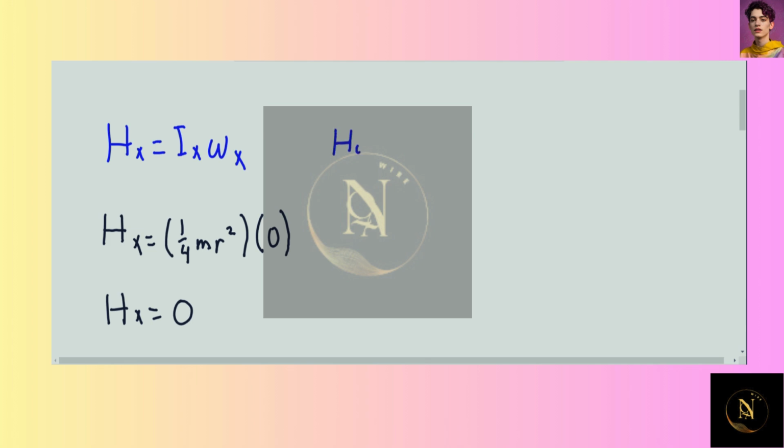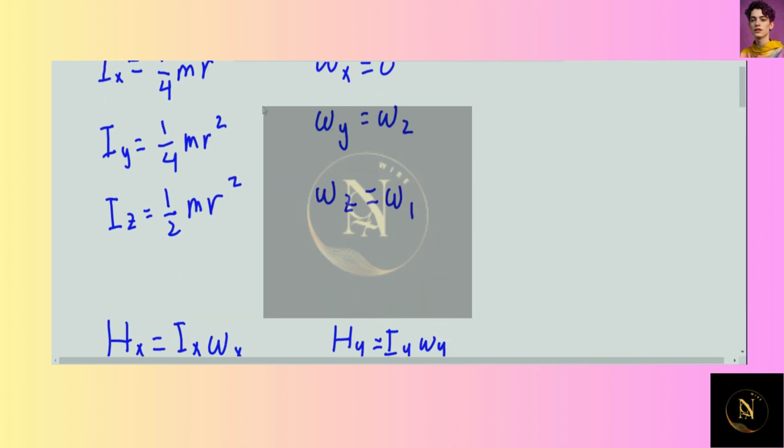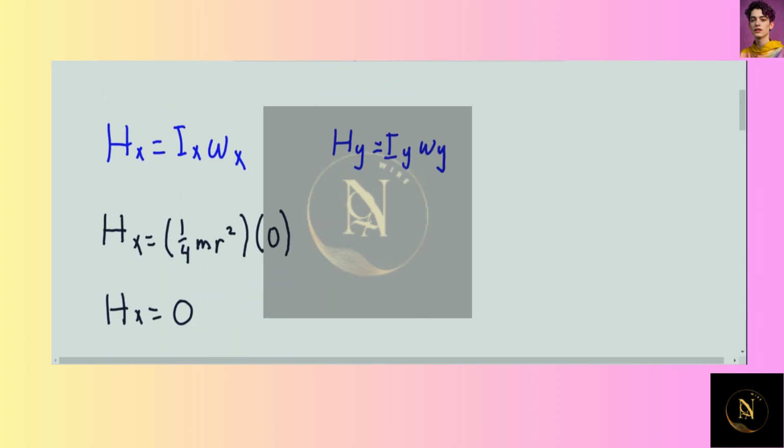So we're now going to find the angular momentum in the y direction. And we plug in the values that we calculated here. So we'll get that H of y is equal to the moment of inertia in the y direction times the angular velocity, which we know is omega 2.